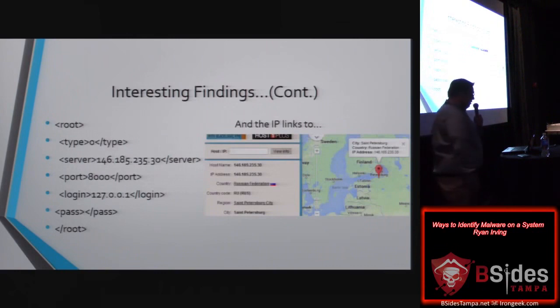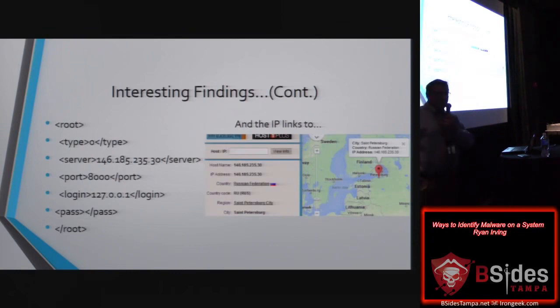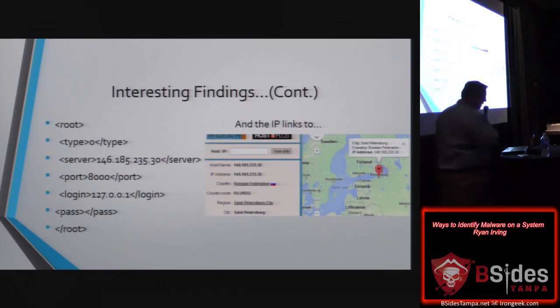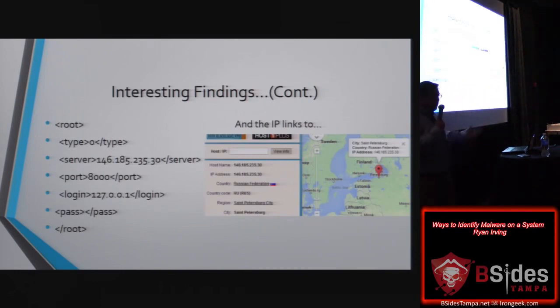All right, it looks like an actual config to connect to another IP, and to probably just log in and check in with the machine with the botnet. Okay, so we can see here you have your root tag, then you have a type tag, then you have your server tag, which is IP 146.185.235.30. Which, if you put that in a GeoIP tool, I know it's not necessarily 100% accurate, but it goes to St. Petersburg, Russia, as the geolocation for that.